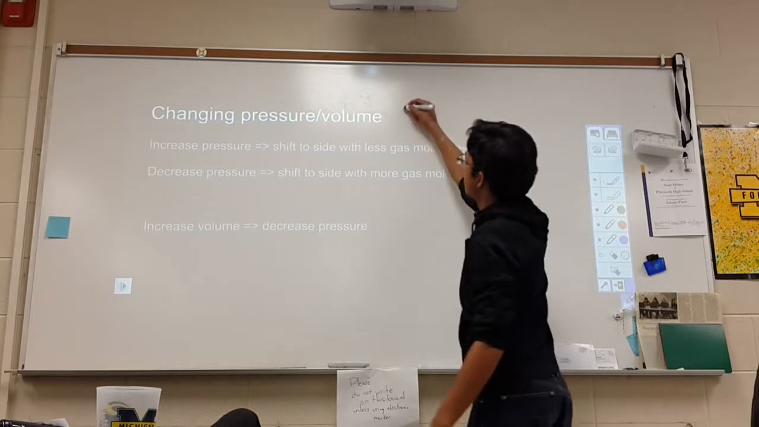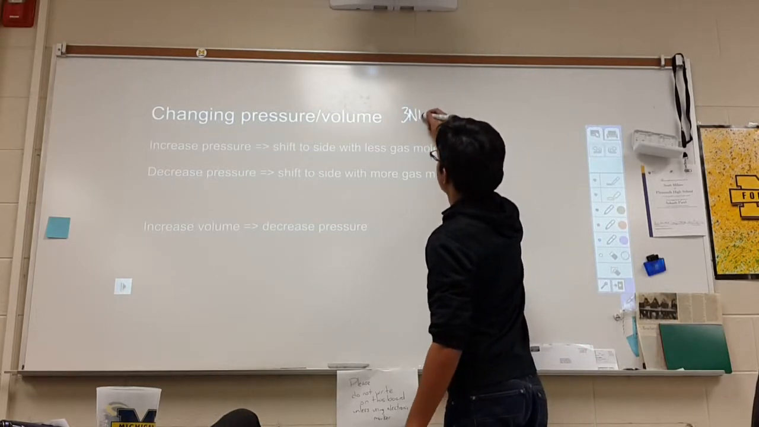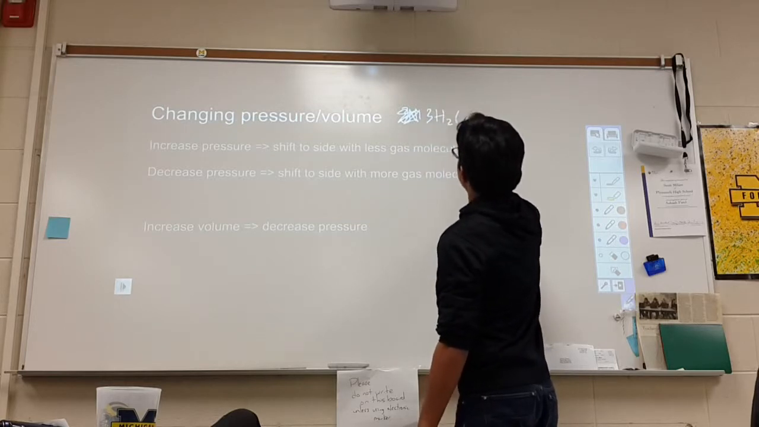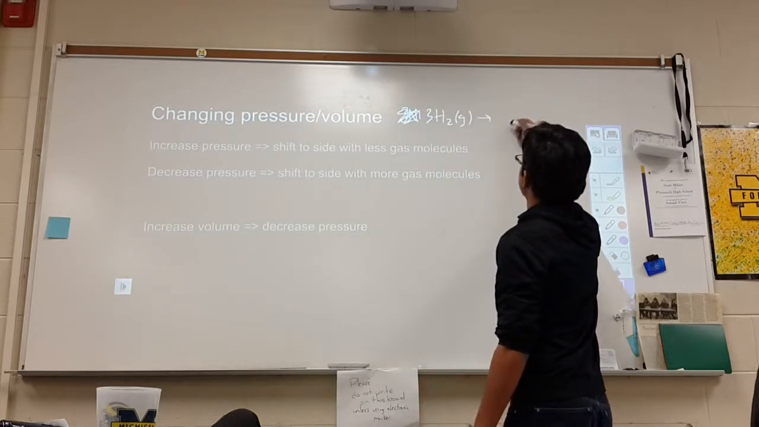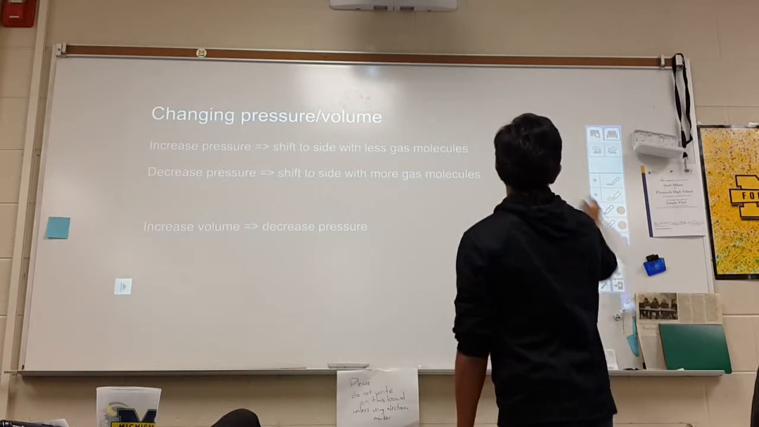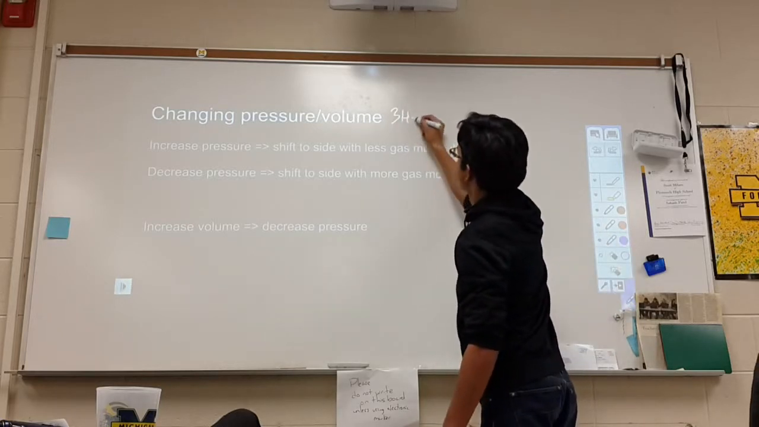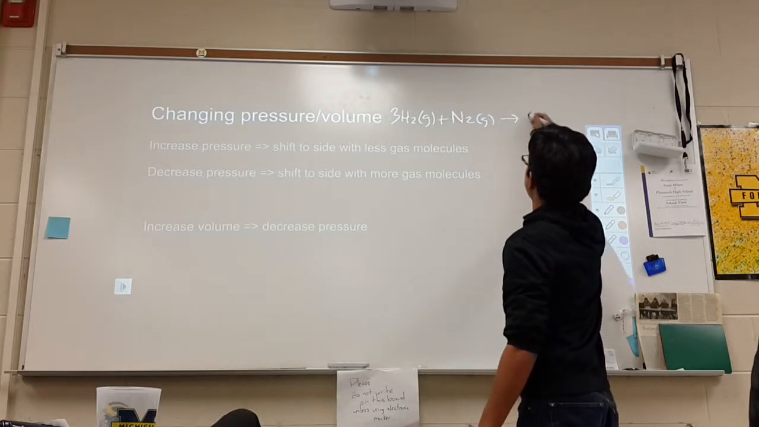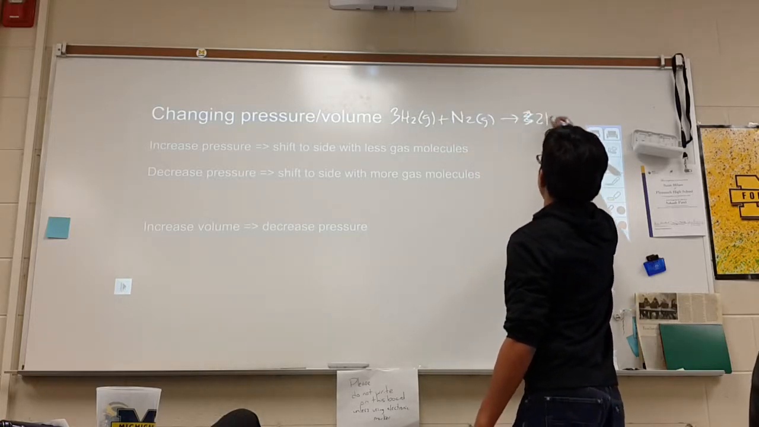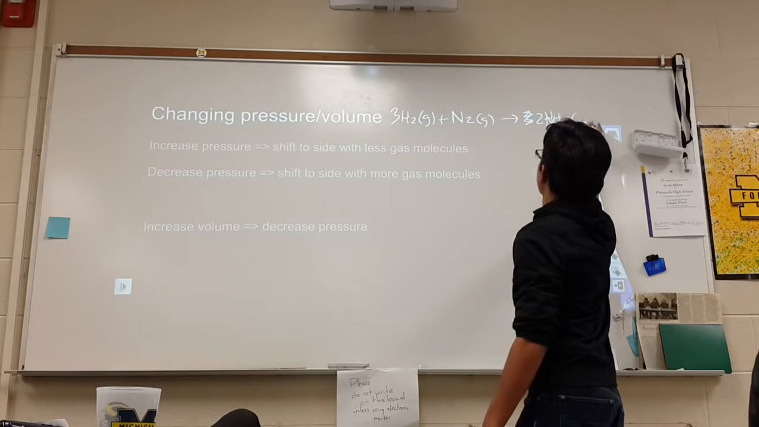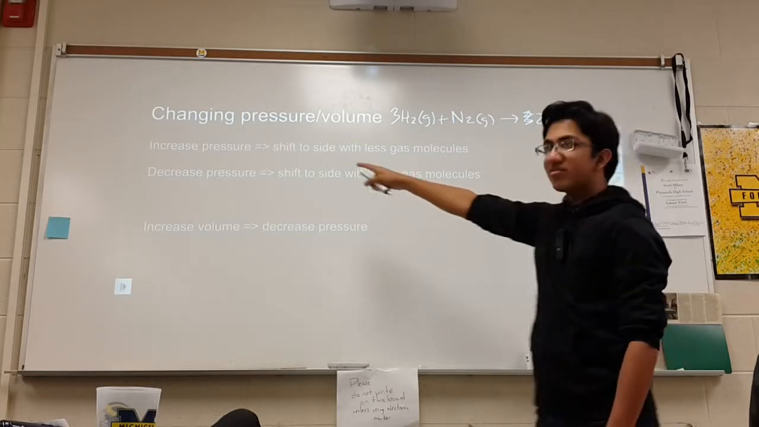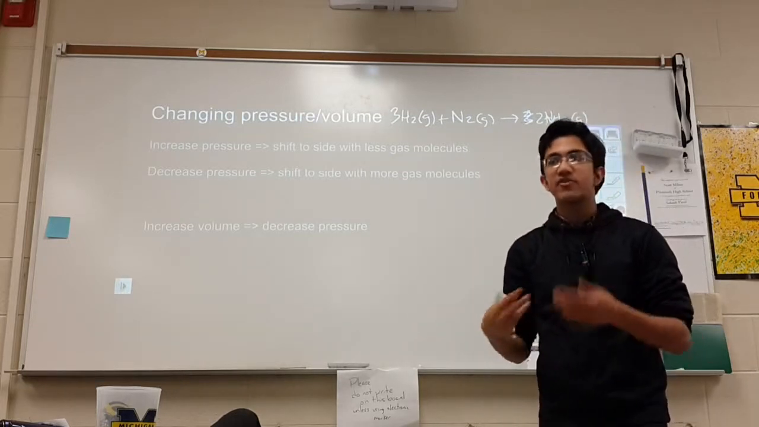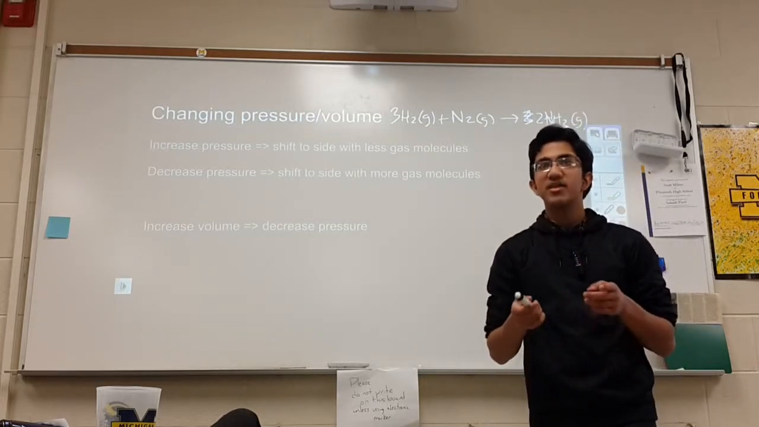If I have this reaction, N2 plus 3H2 gas turning into 2NH3. Okay? Increasing pressure will shift to the side with less gas molecules to get rid of that pressure. Does that make sense why that would happen?